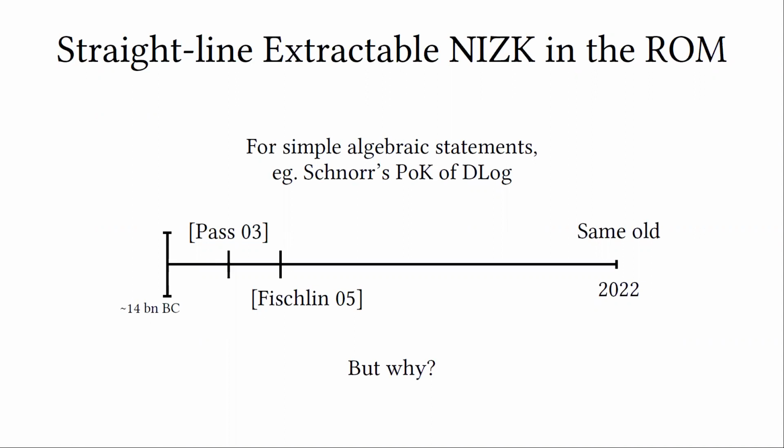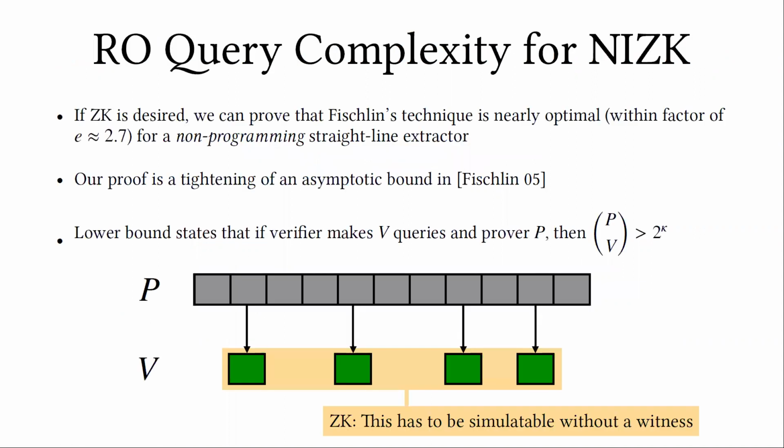And it's natural to ask why. So in this work, we phrased this problem as random oracle query complexity. That is, how many queries to the random oracle does it take to produce a proof? We showed that if we tighten the asymptotic lower bound that Fischlin gave in his own paper, we can derive a concrete bound that explains some interesting things. Specifically, if we have a prover who makes P queries, of which a verifier checks V of them, then P choose V should be at least 2 to the K, where K is a security parameter. K bits of security, so this is very concrete.